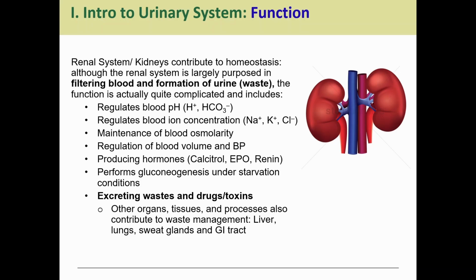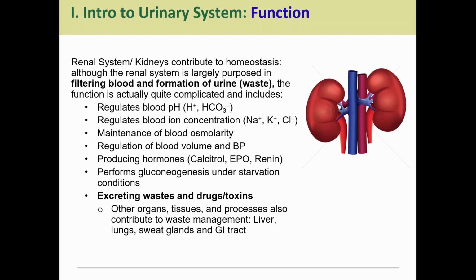But this is really simplified, because in order to filter blood and make urine, we are going to be regulating the pH of the blood, right? How much bicarbonate, how much hydrogen ions do we allow in there? Regulating blood ion concentration, so electrolytes, sodium, potassium, chloride, blood osmolarity, and blood volume and blood pressure. Also with certain hormones like calcitriol, EPO, renin, these are going to be coming from the kidneys. And then also some gluconeogenesis if we are under starvation conditions.